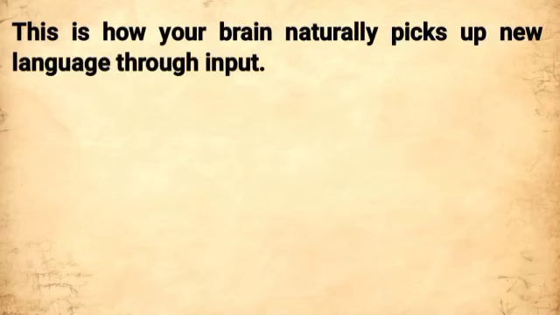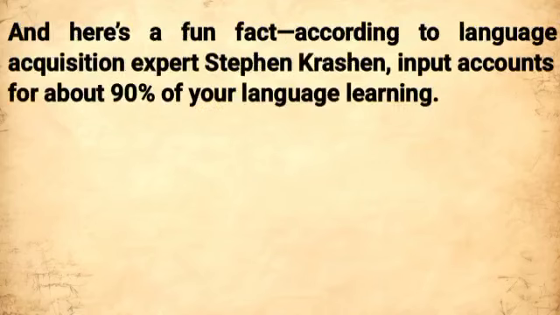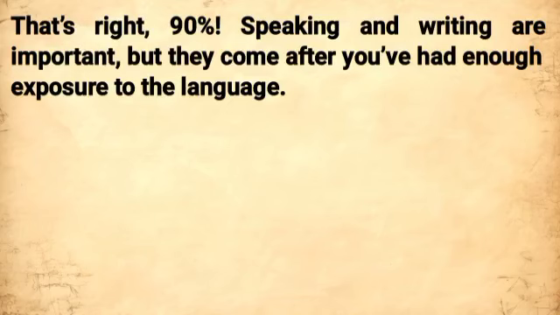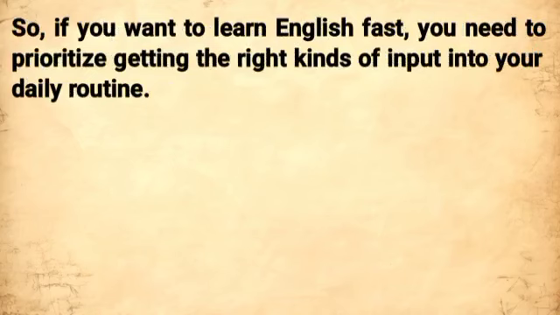This is how your brain naturally picks up new language through input. And here's a fun fact. According to language acquisition expert Stephen Krashen, input accounts for about 90% of your language learning. That's right, 90%. Speaking and writing are important, but they come after you've had enough exposure to the language. So, if you want to learn English fast, you need to prioritize getting the right kinds of input into your daily routine.